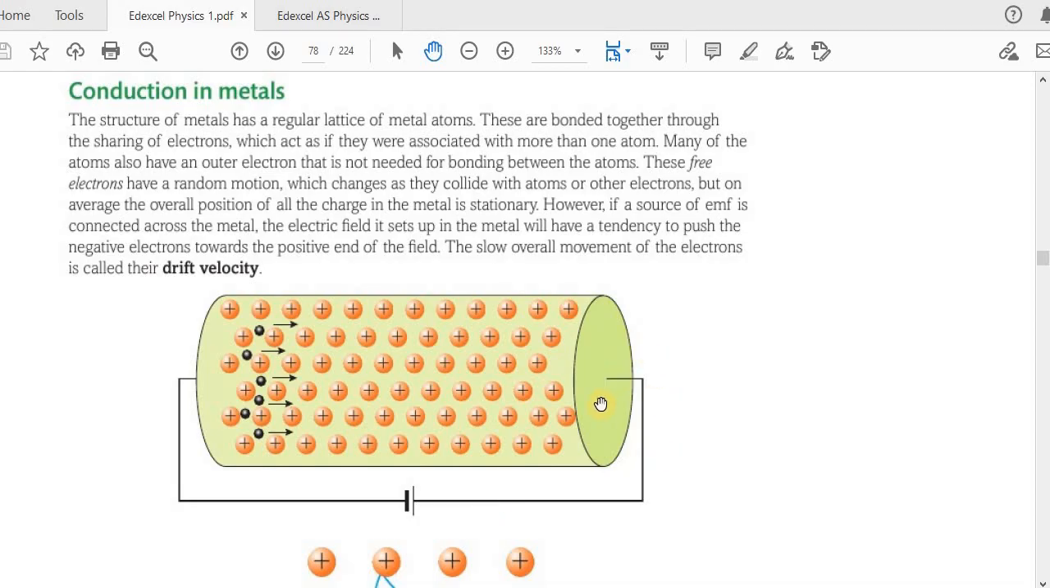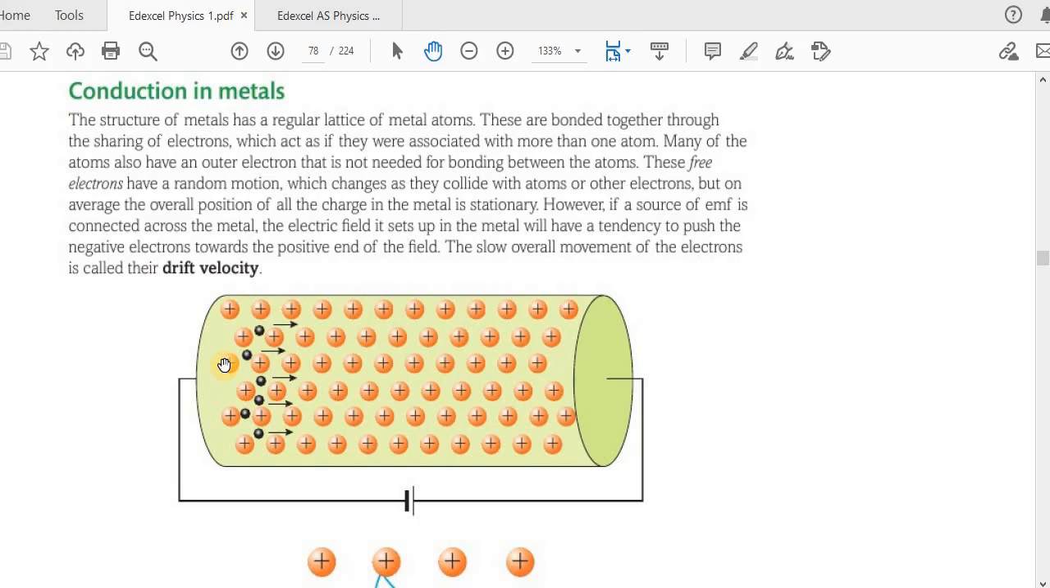Now if you think of this as an electric field, here you have a positive because there is a positive terminal, here you have a negative. Remember, the electric field is always from the positive plate or positive terminal towards the negative terminal or negative plate, because the electric field lines always point away from the positive and towards the negative. The electron will move in the direction opposite to the electric field, because the electric field shows the direction of the force on a positive charge.